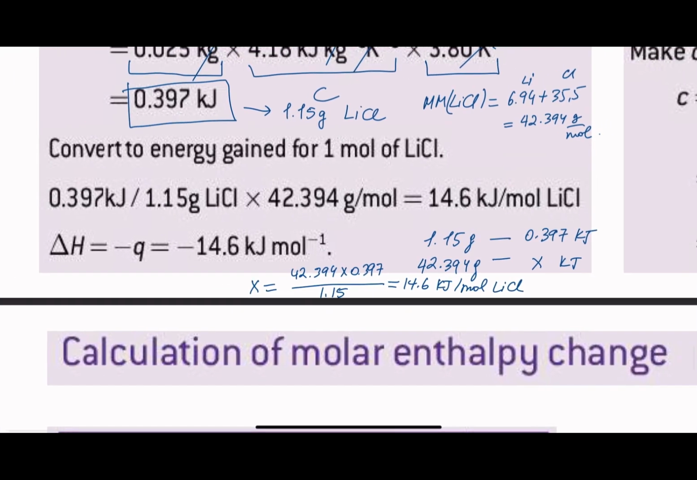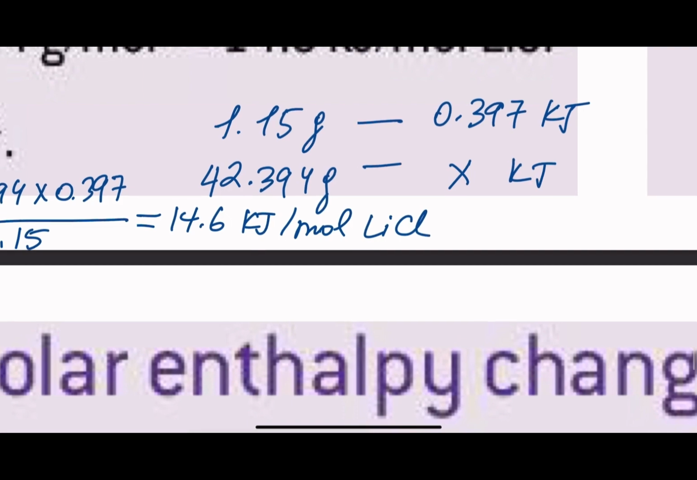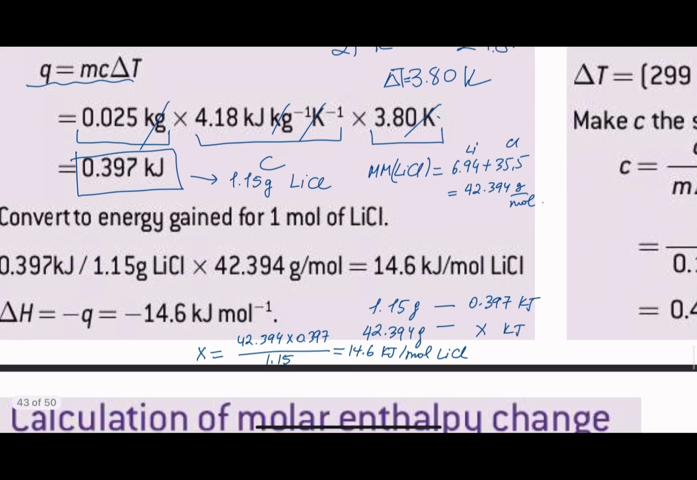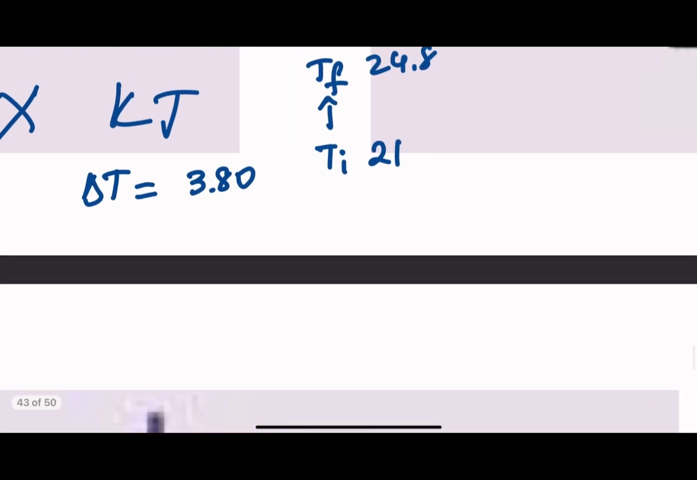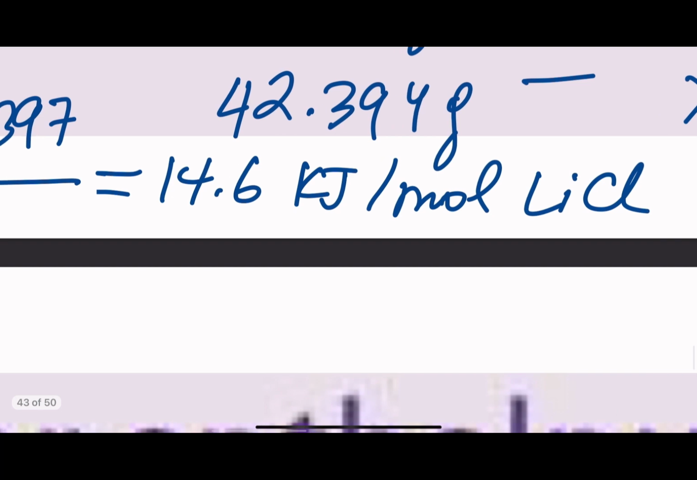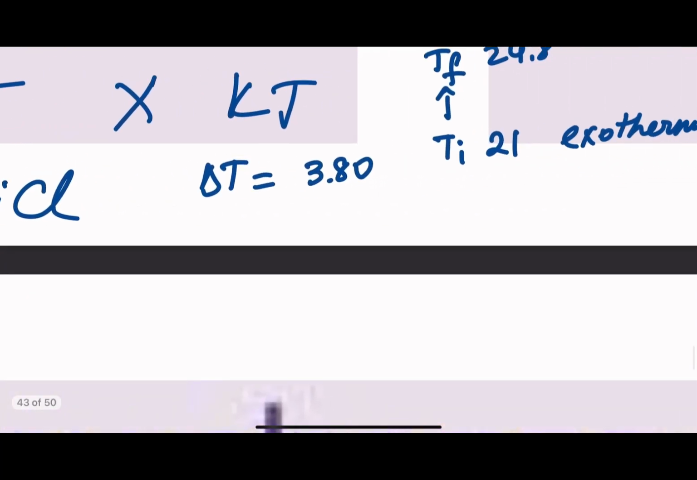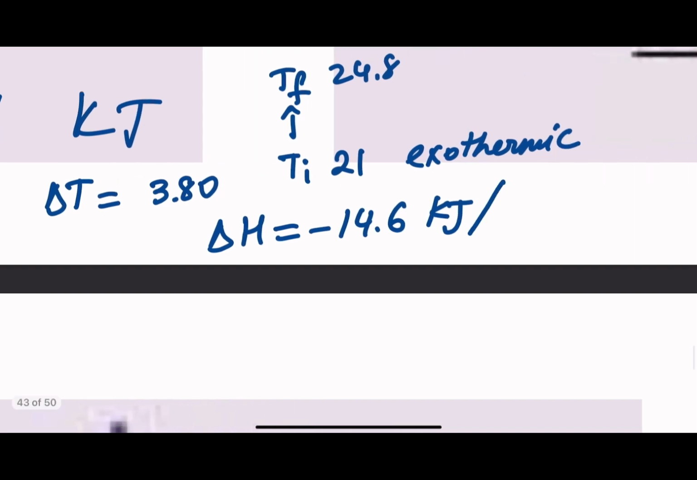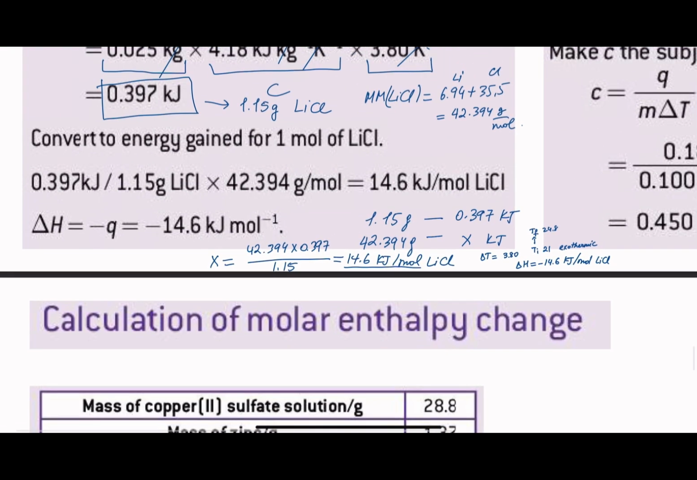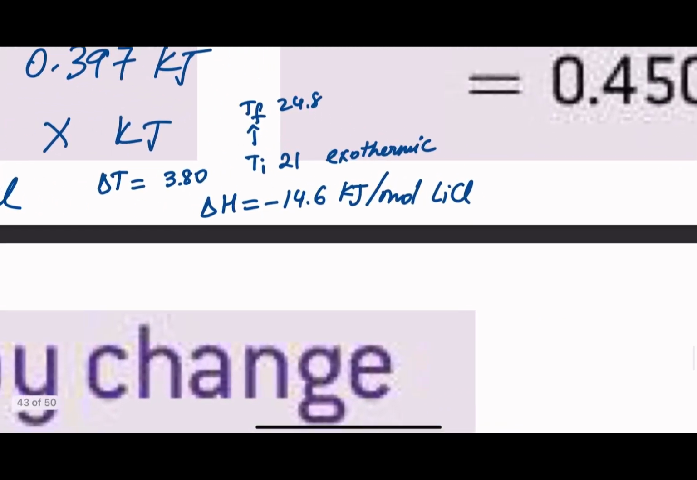Now, because you know that your system lost this energy, right? Your system actually released, because you see your delta T is 3.8, meaning your temperature went higher and went into T final 24.8, and this is 20. These were just an example. Meaning your system released, so it was exothermic, right? Exothermic. So your delta H, because you found this value, 14.6 kilojoule per mole, your delta H is negative 14.6 kilojoule per mole of lithium chloride. Okay? And your Q is going to be just a negative Q.